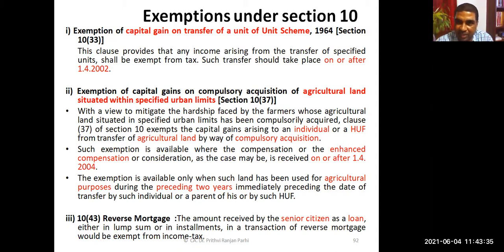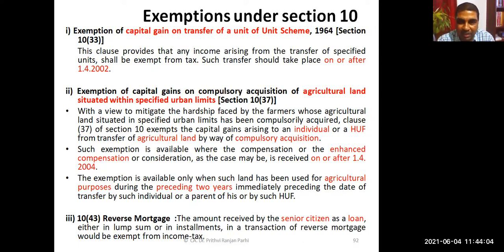It is agricultural land which is situated in an urban place. In case capital gain arises to individuals or HUF on transfer of such agricultural land by way of compulsory acquisition, it shall be exempt. But if they voluntarily transfer, that is not exempt. If urban agricultural land is compulsorily acquired, that will result in capital gain or capital loss.